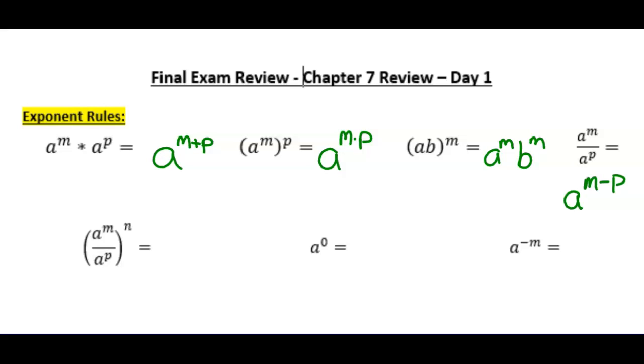Yes? You would subtract the m and the p, and the base would stay the same. So if this was x to the fourth and x to the second, you would get x to the 4 minus 2, which is x squared. Okay? Alright?